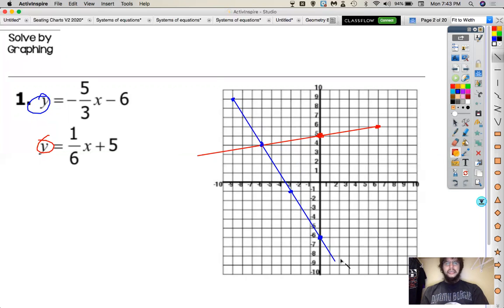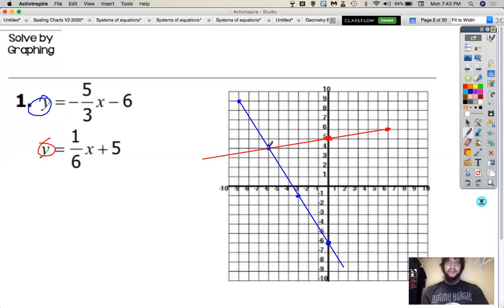And then what is my solution? Well, that's my solution. Well, what is that? That is a point. That is the ordered pair -6, 4. Done. Moving on.